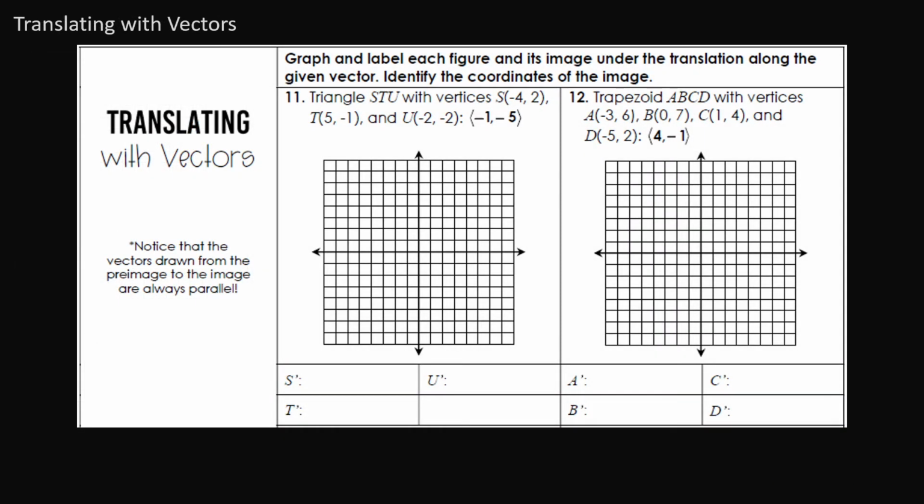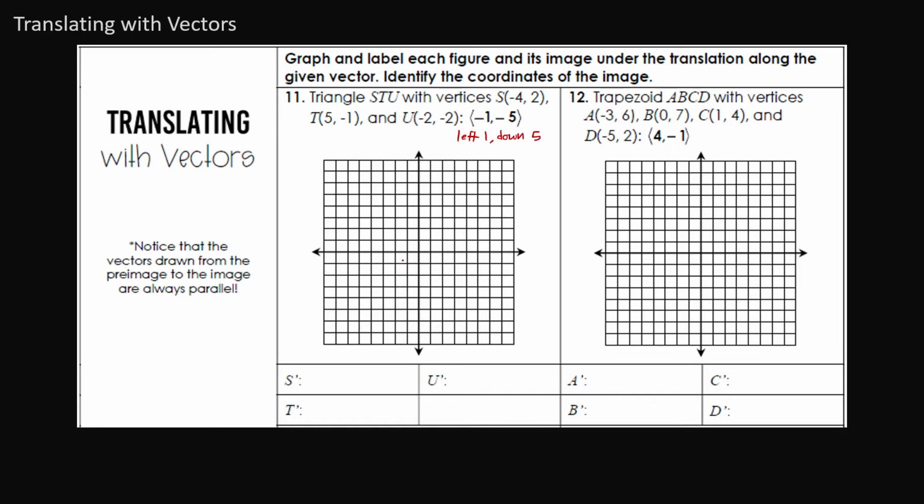Now let's try translating with vectors. So let's say for number 11, I know that triangle STU with the following vertices, I need to shift it along the vector -1, -5. This to me says left 1, down 5.